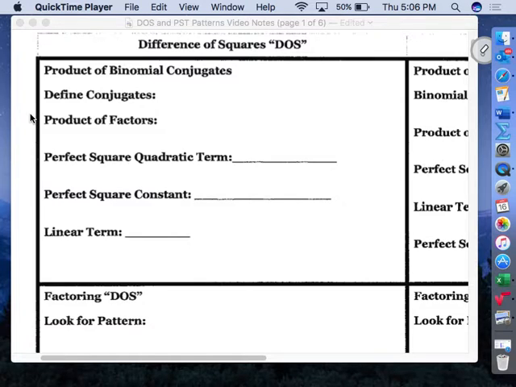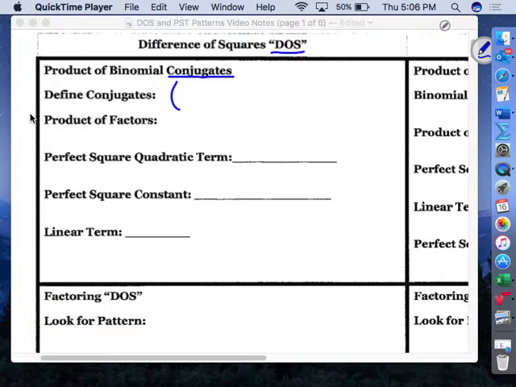Going to explain difference of squares, a factoring pattern and a polynomial multiplication pattern. Difference of squares, the acronym DOS, is oftentimes used to describe a difference of squares. Difference of squares is a product of binomial conjugates.